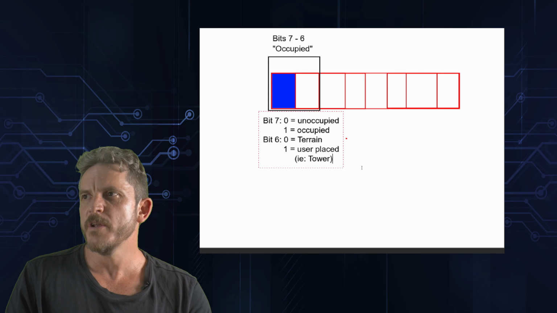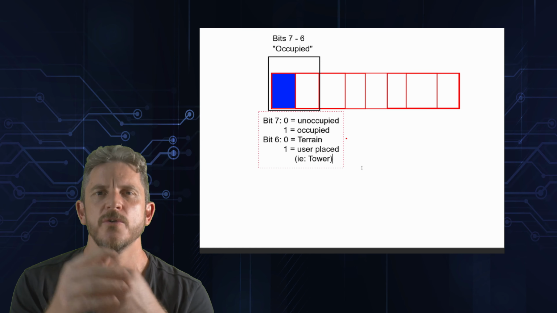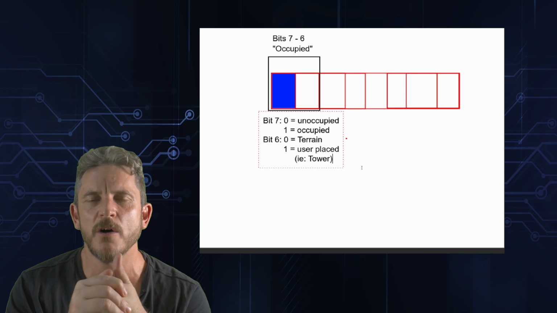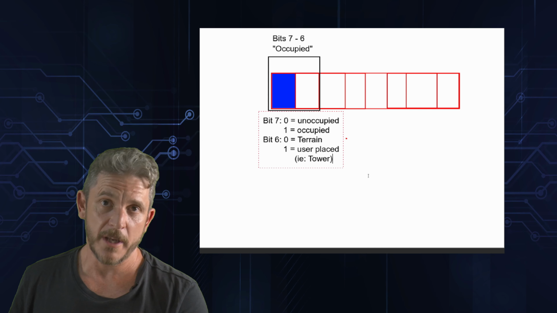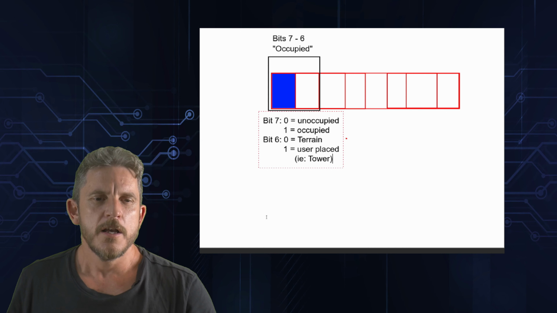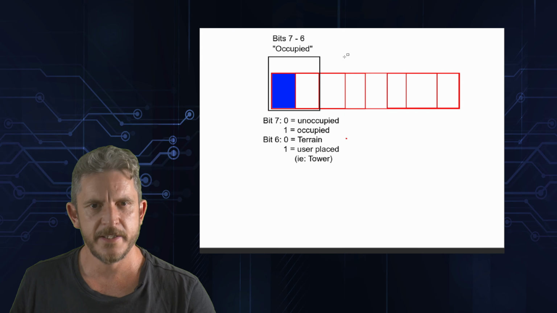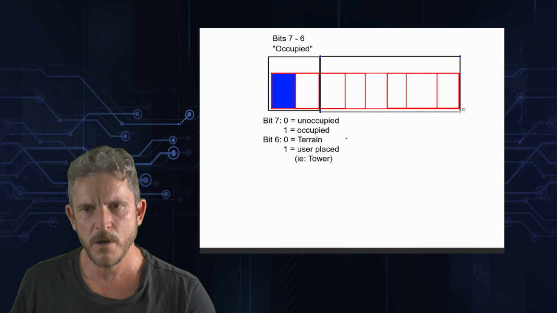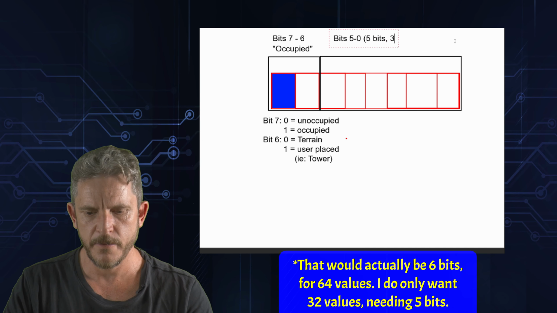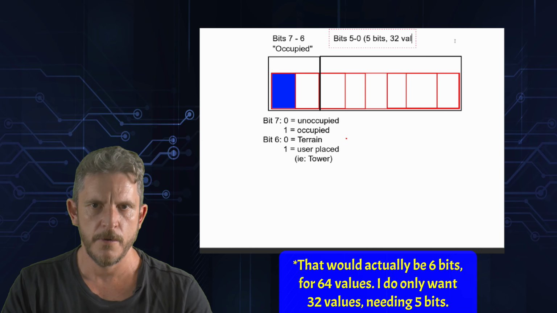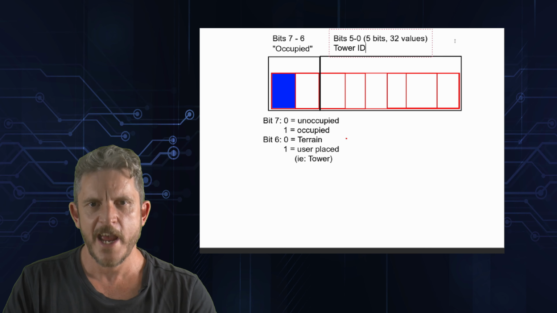Let's take the example of we've placed a tower down and we want to destroy it. Well then, what do we do? How do we track down what tower object in our game memory we're looking at for this given XY tile on the playfield? So my thought is that bits 5 to 0, 5 bits, making for 32 values, could be the tower ID.